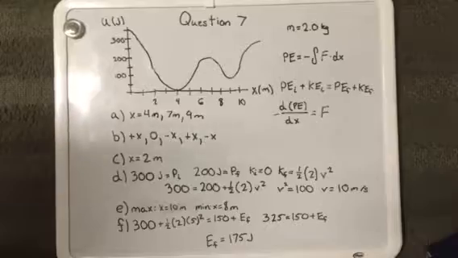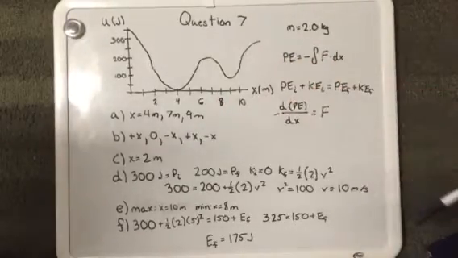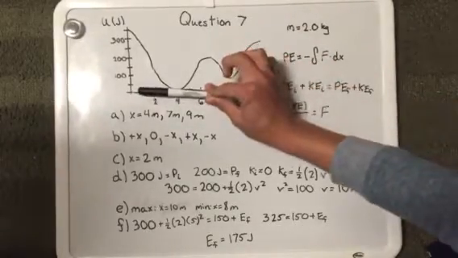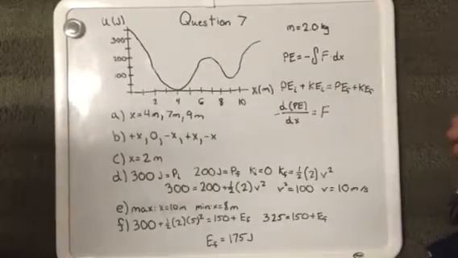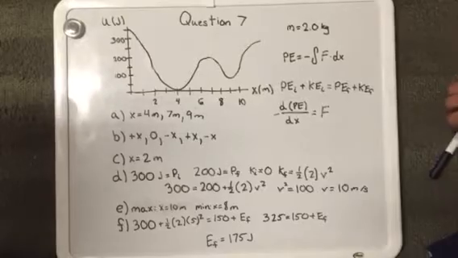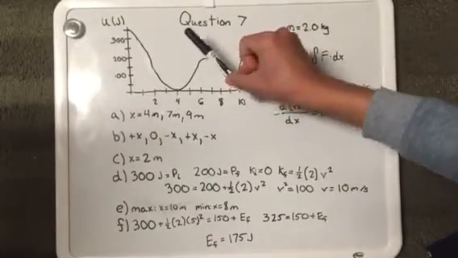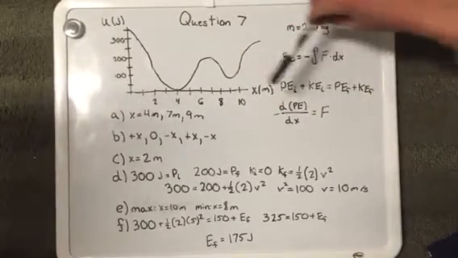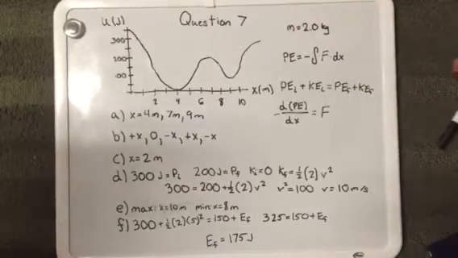At x equals 4, the slope is 0, so the force is 0. At x equals 6, the slope is positive, so the force is negative. At x equals 8, the slope is negative, so the force is positive. And at x equals 10, the slope is positive, so the force is negative.